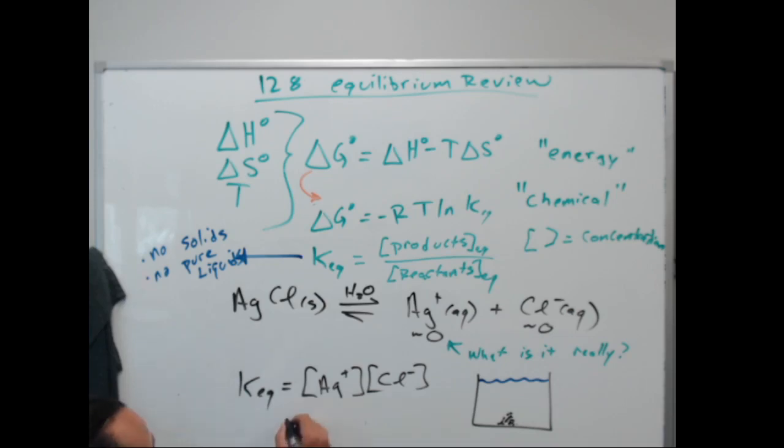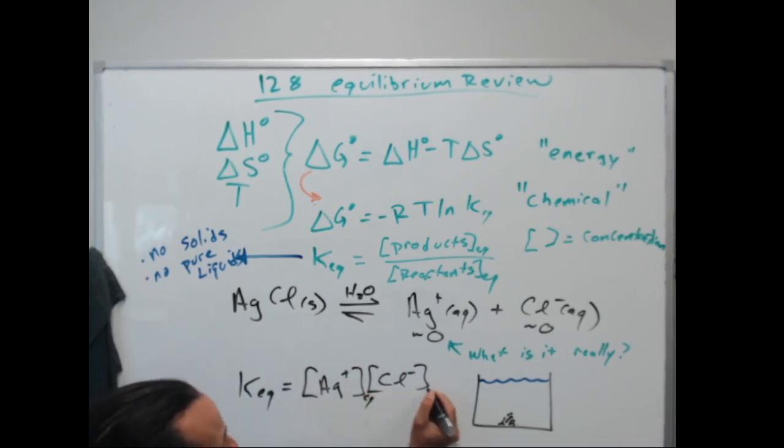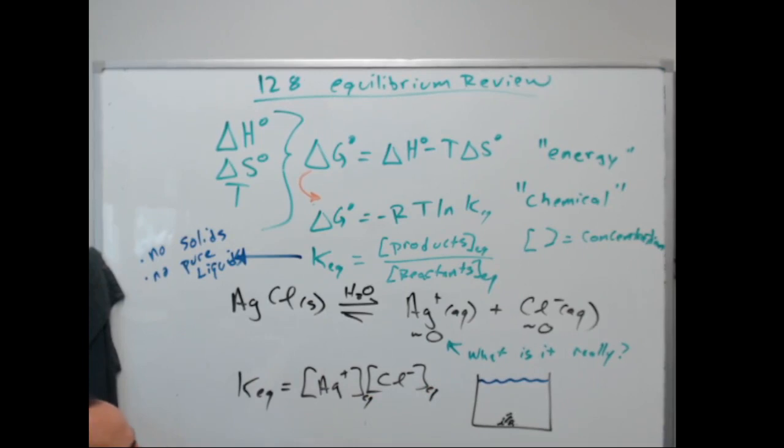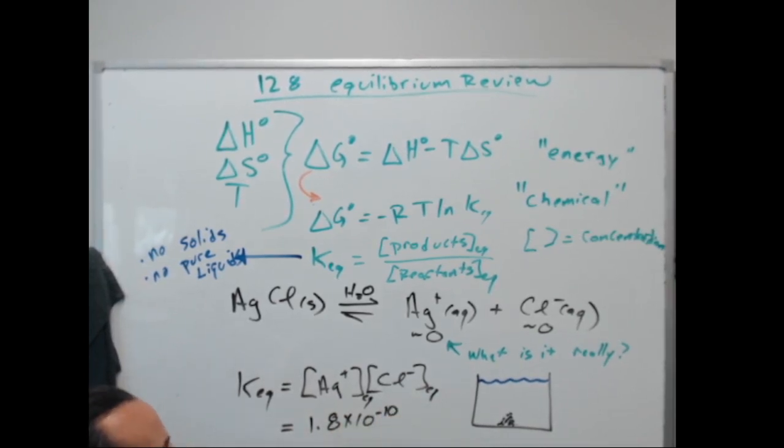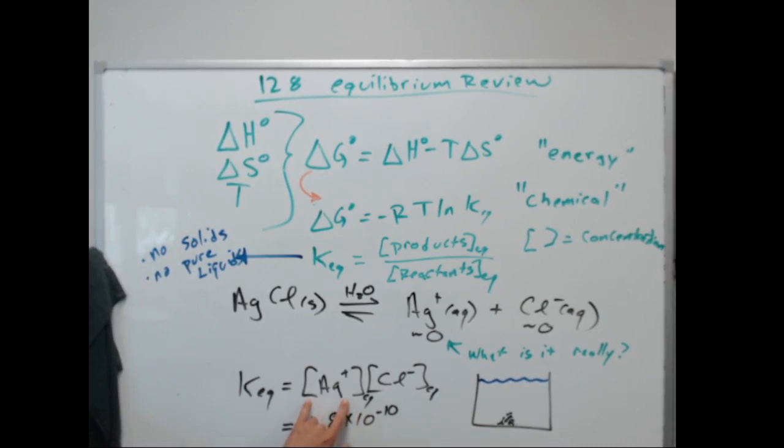Now, this equilibrium constant only has one value. This only happens at some equilibrium value. For this particular reaction, it happens to be 1.8. I just looked it up. It's on your equation sheet. It ends up being 1.8 times 10 to the minus 10. The equilibrium constant is only one value. There are a lot of different silver concentrations times chloride concentrations that can give us that value, but those two things multiplied together have to give us that value in order to be at equilibrium.